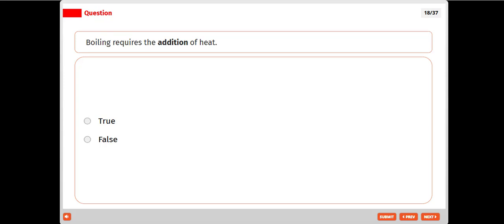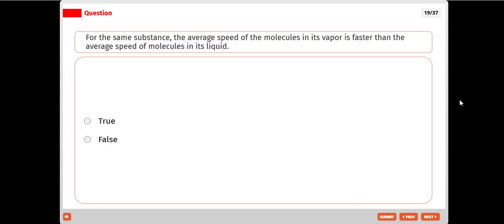Boiling requires the addition of heat. True. For the same substance, the average speed of molecules in its vapor is faster than the average speed of molecules in its liquid.